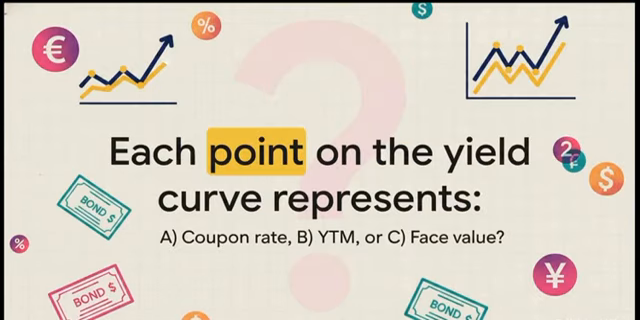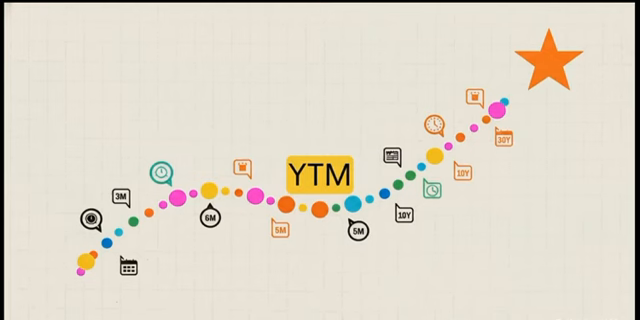Okay, final question to really cement the foundation of this whole explainer. Question 3. Each point on the yield curve represents A, coupon rate, B, YTM, or C, face value. And of course, the answer is B, YTM, yield to maturity. The yield curve is literally just a collection of these individual YTMs plotted across time. Great job if you got all 3 right.